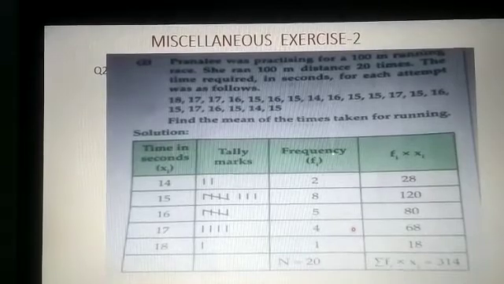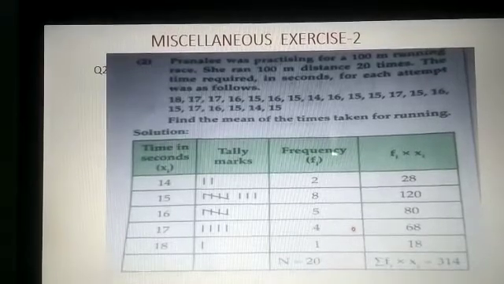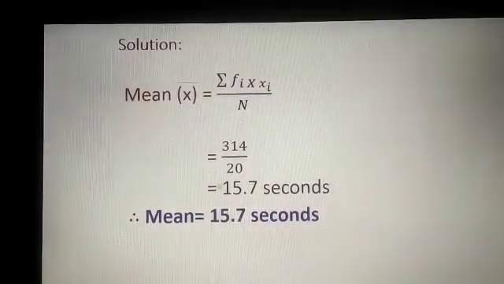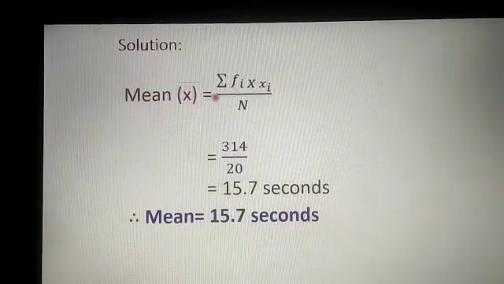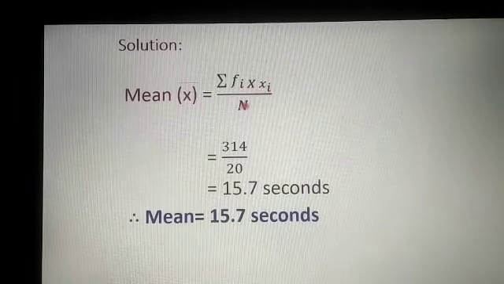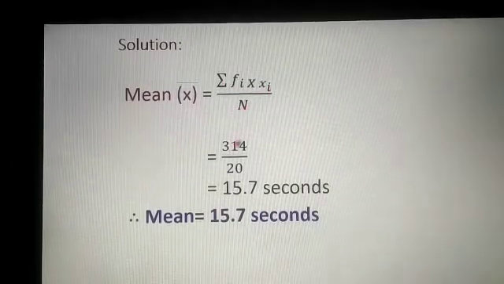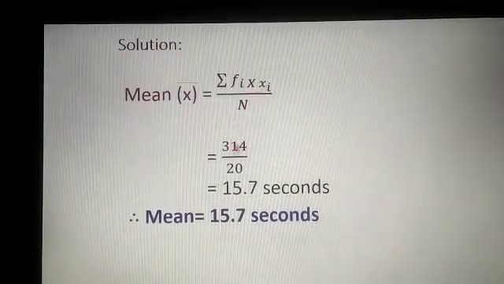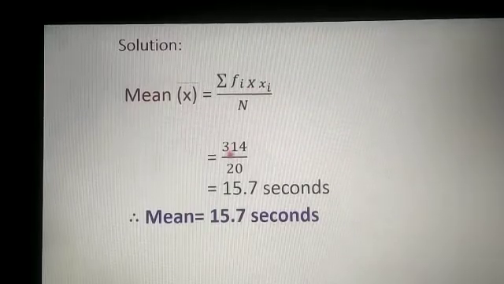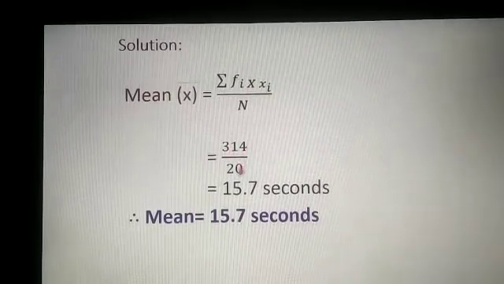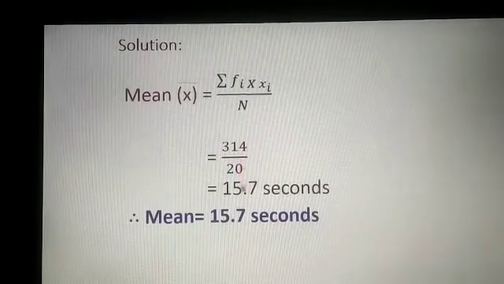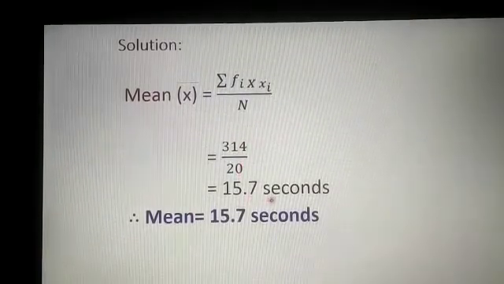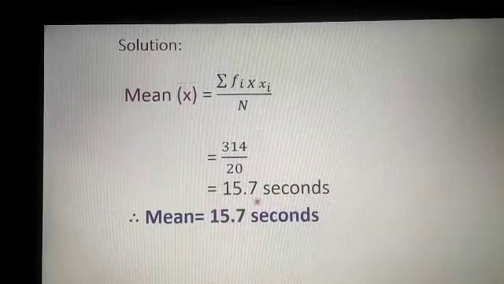Now what do we have to do? Find the mean. So let's find the mean. Write down the solution. Mean, x bar. What is the formula for mean x bar? Sum of fi into xi upon N. What is the sum of fi into xi? In the table we have seen the total is 314, and capital N, that is the total frequency, is 20. If you divide this you will get the answer 15.7, and this is the time we are finding.